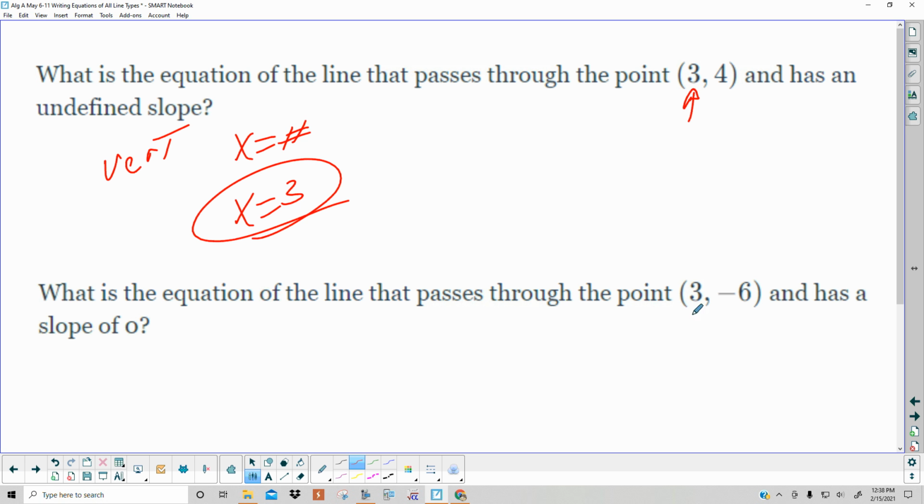What is the equation of the line that passes through this point and has a slope of 0? That means it's horizontal. That means it only crosses the y-axis, so it's y is equal to some number. Well, what's the y value? So y is equal to -6, and you're done.